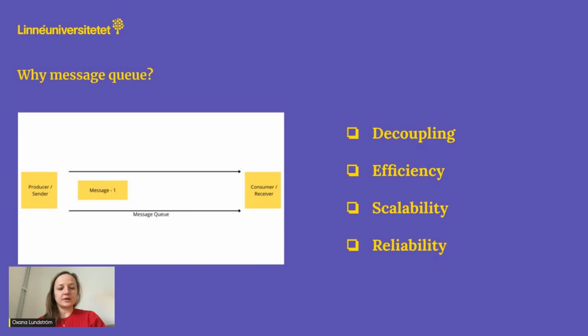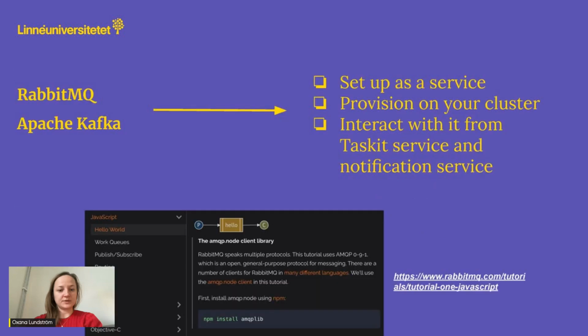So with the message queue, the services become decoupled. They are easier to scale. It increases reliability and persistence of our messages, and eventually also increases the efficiency of the whole app that's exposed to the user. So what you need to do in terms of a message queue is set it up as a microservice in your cluster. So don't use some kind of external message queue. It needs to be part of your app. Provision it on your cluster and interact with it both from the Taskit service and the notification service.